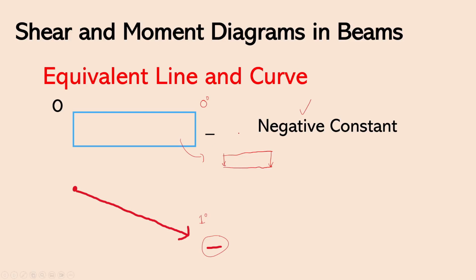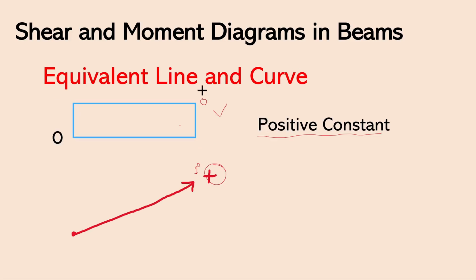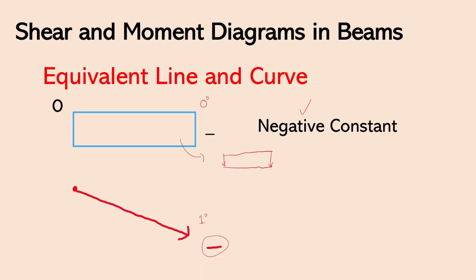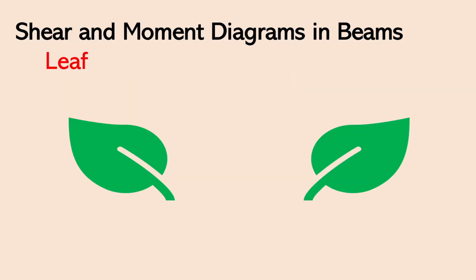And then, sir, how about the positive constant? What's meant here is a uniformly distributed load that acts upward. And so, it looks like this. However, this rarely comes out. Now, sir, how about for triangular loads or uniformly increasing or decreasing loads? What are the equivalent lines? So, when I was an undergrad, this is the figure that I considered.